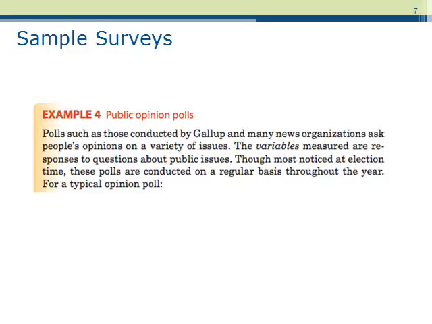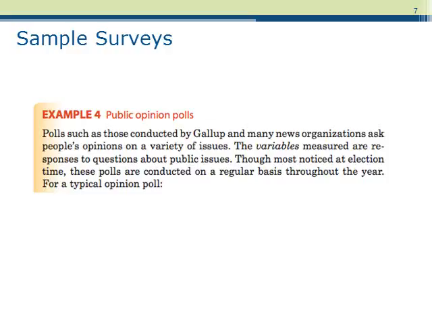Let's look at an example. Polls such as those conducted by Gallup and many news organizations ask people's opinions on a variety of issues. The variables measured are responses to questions about public issues. Though most noticed at election time, these polls are conducted on a regular basis throughout the year. So let's take a look at what a typical opinion poll might look like.